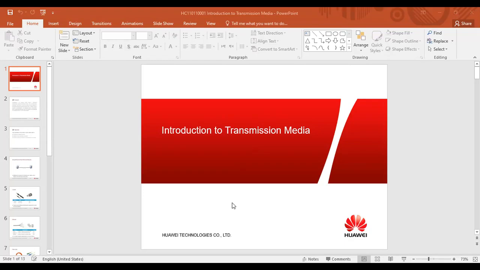What is a network? Network is the combination of two or more entities to transmit data or information. To communicate any two devices, we use transmission media, which may be guided or unguided. We will understand this.